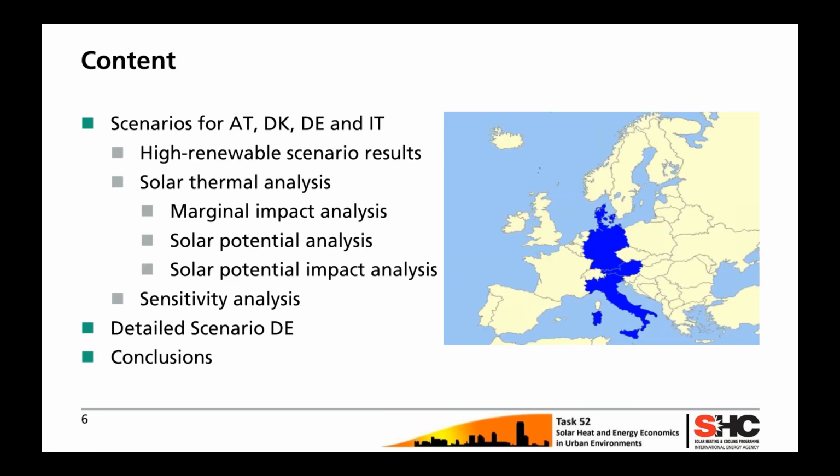Good, so the content of my talk is split in two parts. One is a scenario which addresses 4 different countries with the same methodology, looking at systems in Austria, Denmark, Germany, and Italy. The scenario is always addressing a high renewable scenario. And what do we mean by a high renewable scenario? It means that we reach at least an 80% reduction of CO2 emissions, and maybe even with a goal of coming to a 100% renewable-based energy scenario.